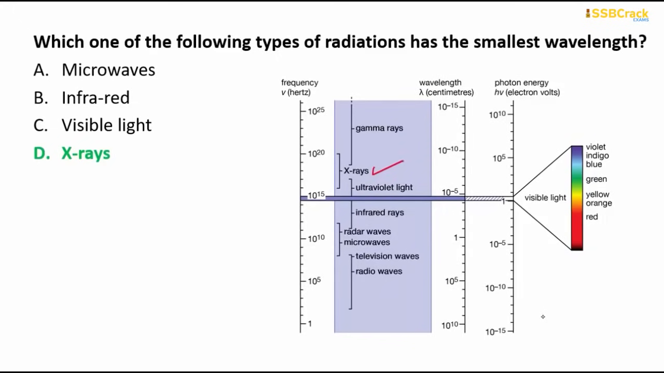Smaller in wavelength than X-rays are gamma rays. After X-rays come the ultraviolet light, then infrared rays. In between you will have the visible spectrum. Then after infrared rays you will have the radar waves, microwaves, television waves and radio waves. So it is X-rays that have the smallest wavelength among the options, and you have to understand and remember that.